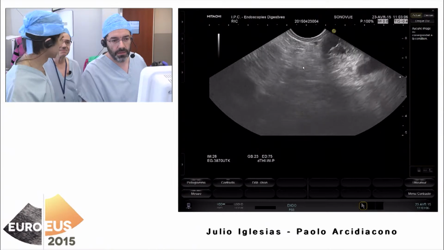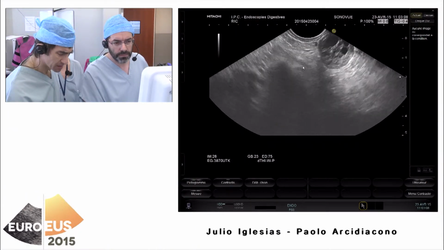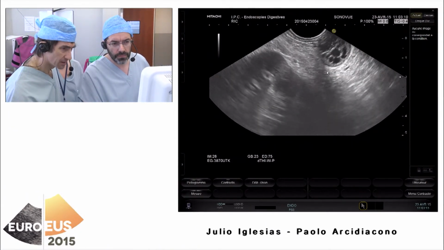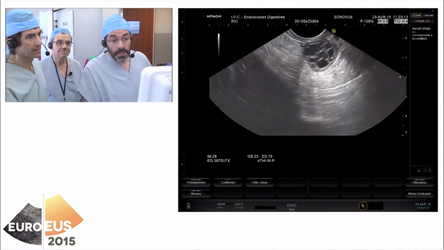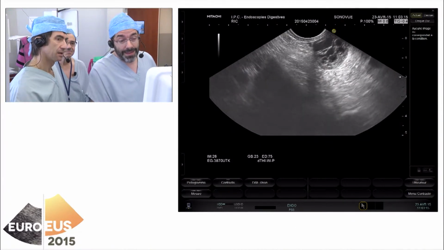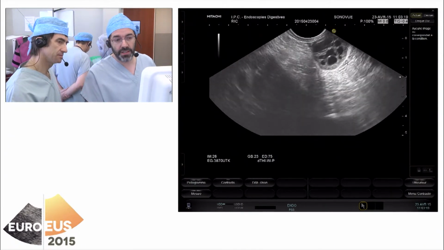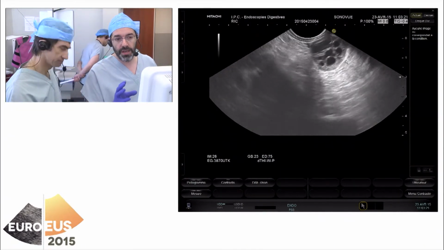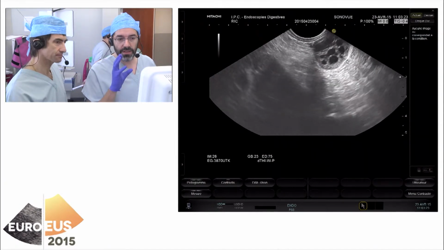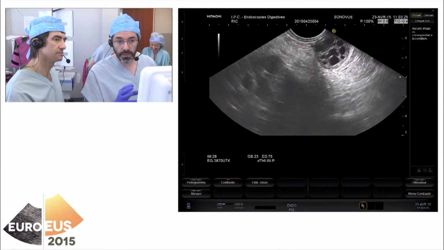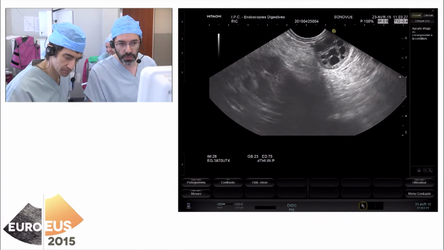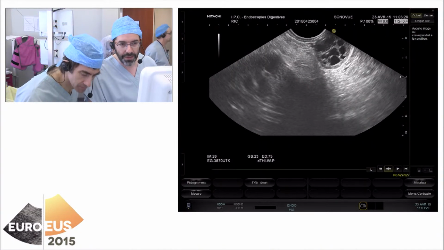Exactly. Sorry, Nick? So would you call this oligocystic, or there's not many cysts, are there? But there's some more than you would expect. But whenever we evaluate any kind of cystic lesion, it's very important to see the features. And we see here there is an enlargement of the wall, very clear. You see that Paolo is showing us with a clear.